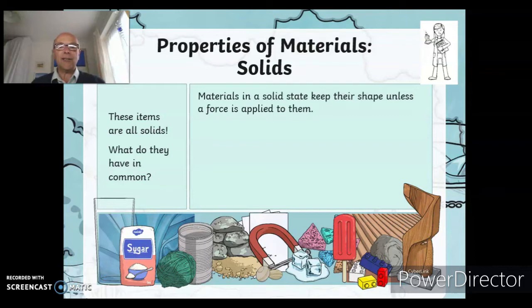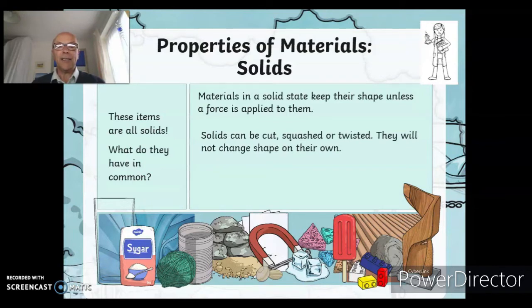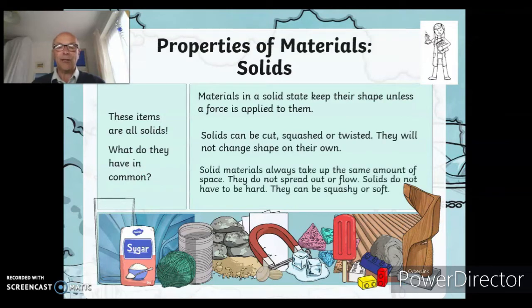So, materials in a solid state keep their shape unless a force is applied to them. Solids can be cut, squashed or twisted. They will not change shape on their own. Solid materials always take up the same amount of space. They do not spread out or flow. Solids do not have to be hard. They can be squashy and they can be soft.